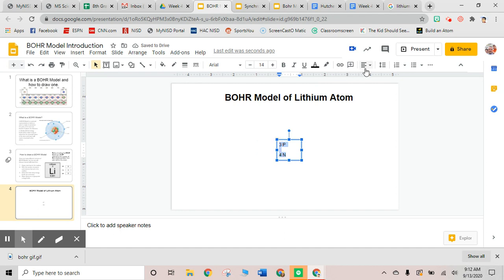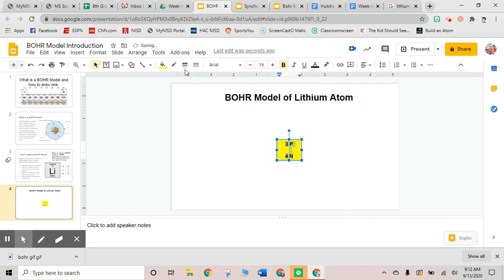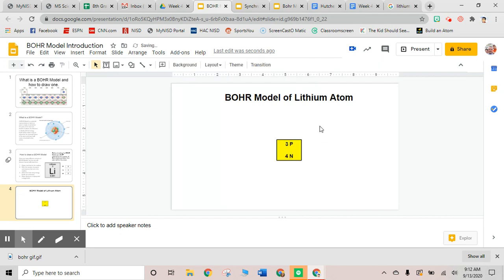I like to center everything in the middle, bold it, make it a little easier to read. And then I mess around and put some color in there and put a border around the text box so that it's easily defined. All right, so we've got the 3 protons and the 4 neutrons, so we're not drawing all of those circles like you saw in the first atom.